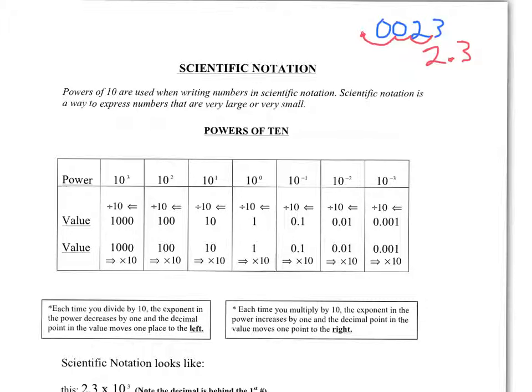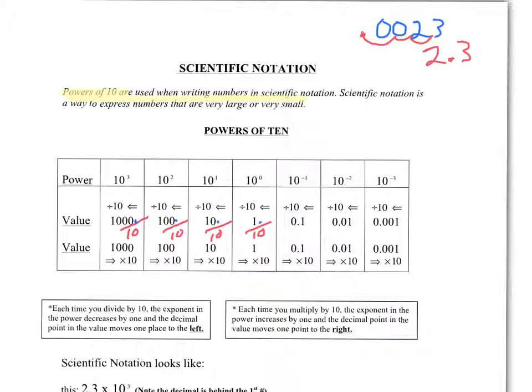Scientific notation is a way to express numbers that are very large or very small, and it uses powers of 10 to do so. Let's say we divide all these numbers by 10, just to see which way the decimal goes.